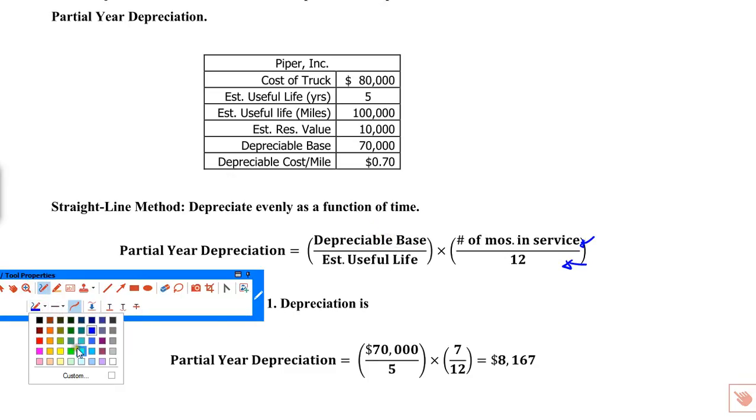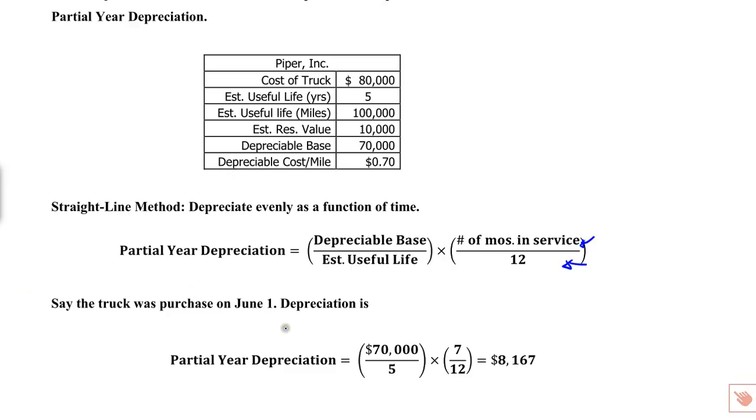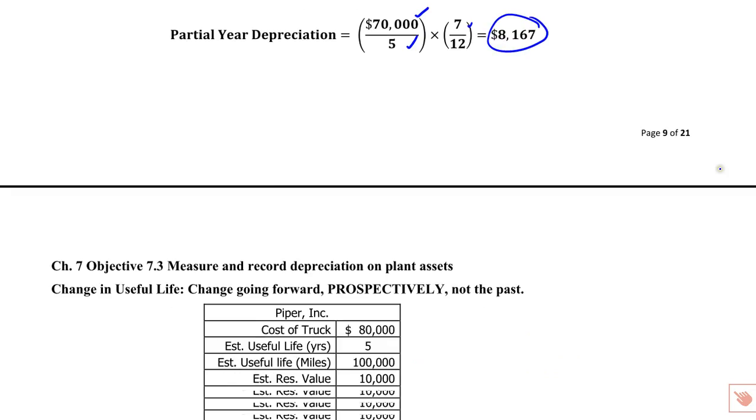Now the partial year depreciation: you have your depreciable base over your useful life. In this case, let's say June 1. So June, July, August, September, October, November, December. That's 7 out of 12 months. And your partial year depreciation was 8,167. All right, so that's partial year.